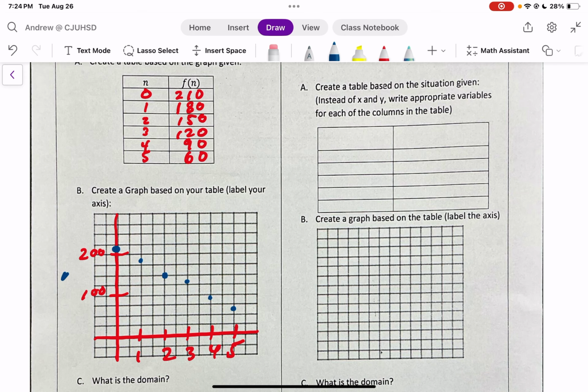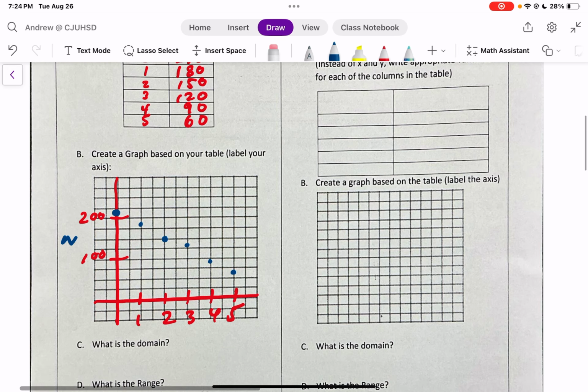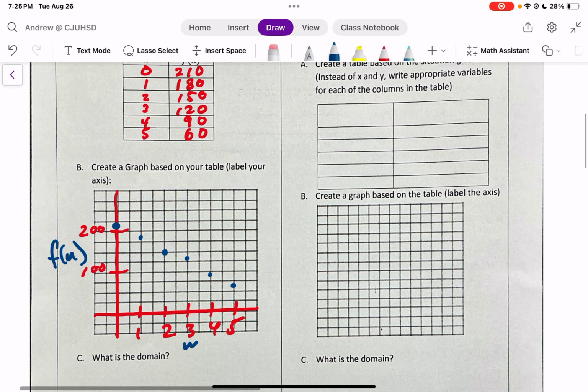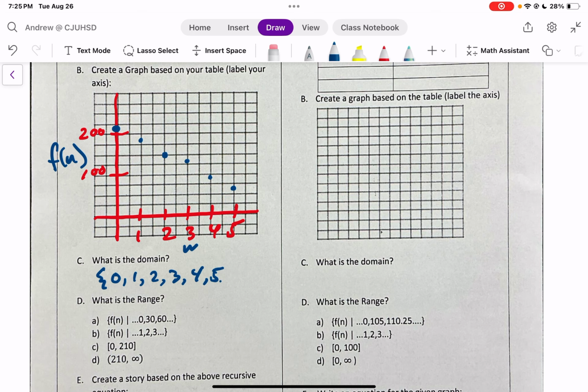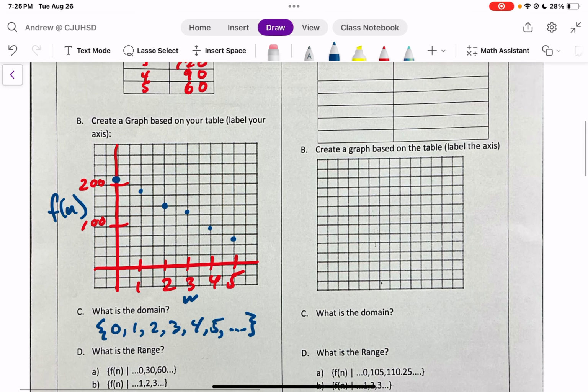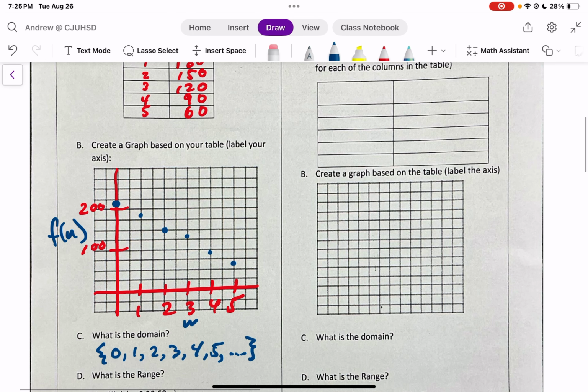So this is the n-axis, and sorry, that is not right. This is the n-axis. This is the f of n-axis. The domain is 0 through 5. 0, 1, 2, 3, 4, 5. Does sort of seem to want to go on forever, right? So a little dot, dot, dot on the end. And the range, if we just kept going down, we would have eventually got to 0 and 30.